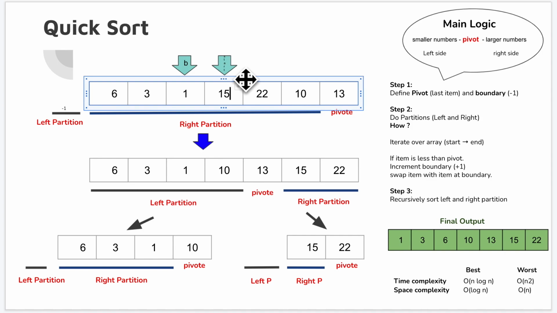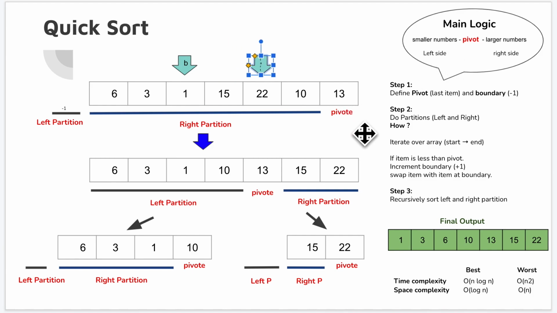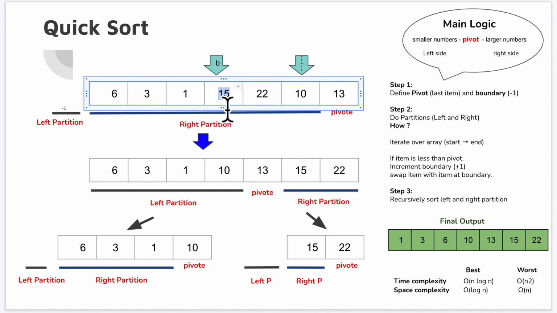So you can see the logic is pretty much the same. Just increment the boundary, and if the number is smaller, just swap it. Is 22 smaller than the pivot 13? No. Move the cursor ahead. 10. Is 10 smaller than the pivot? Yes. Then just move the boundary pointer and swap these two numbers. So 10 will go here and 15 will go here. Cool. Now let's move it.